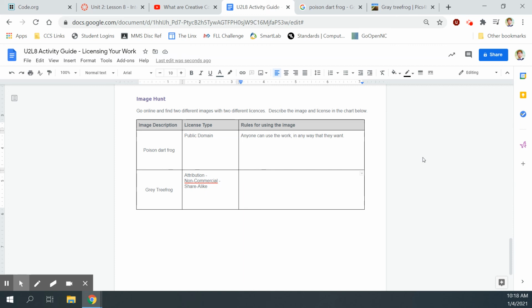Rules for using the image: must give credit to the original artist. Can't use in advertising or to make money, but you can make changes and use freely for educational purposes.